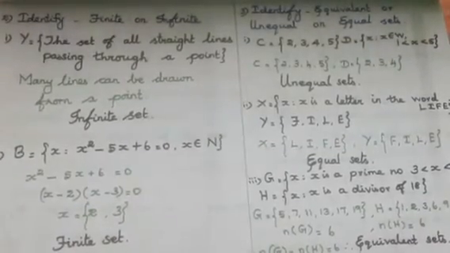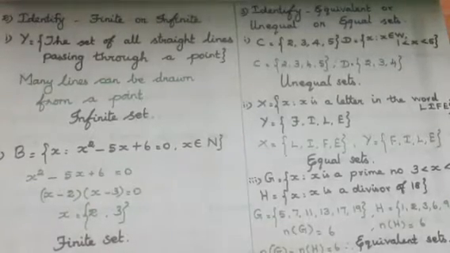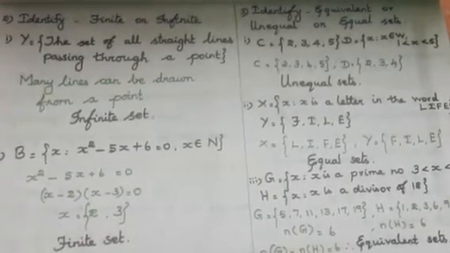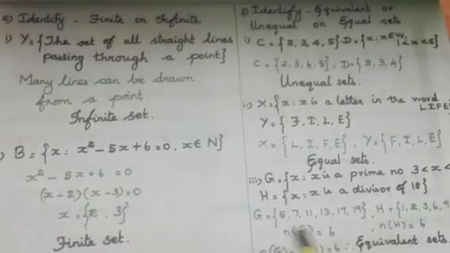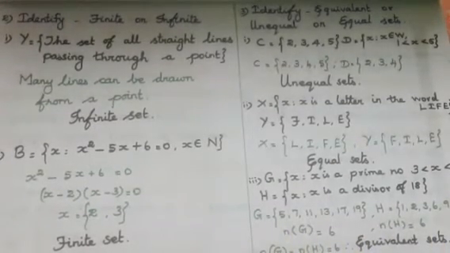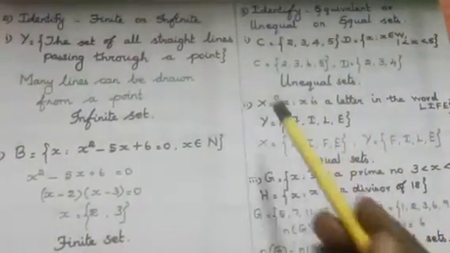Equivalent set means number of elements. When we compare the two sets, if the number of elements in the sets is equal, then it is equivalent sets. Inside the set we have elements, no? If that number of elements is equal, it is an equivalent set. When we do the sums, we can understand.